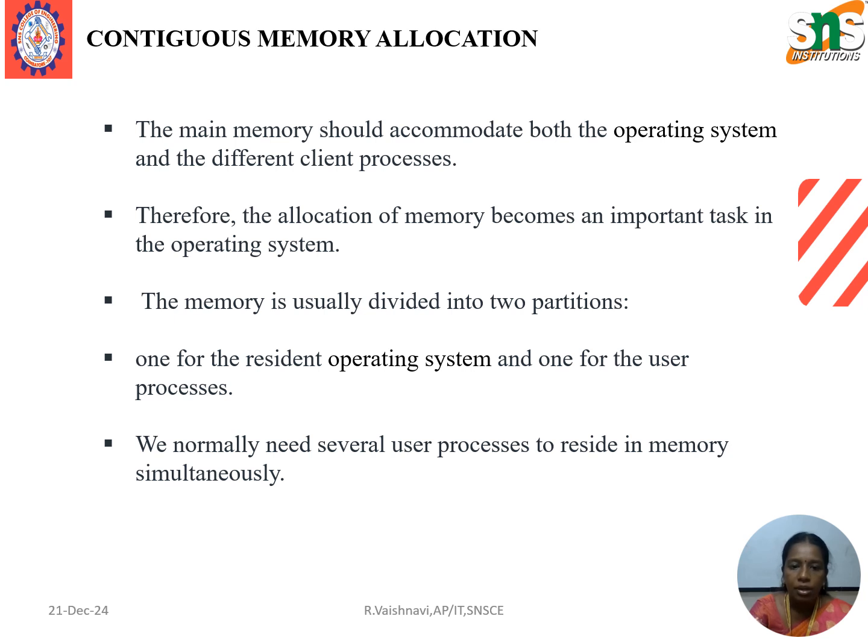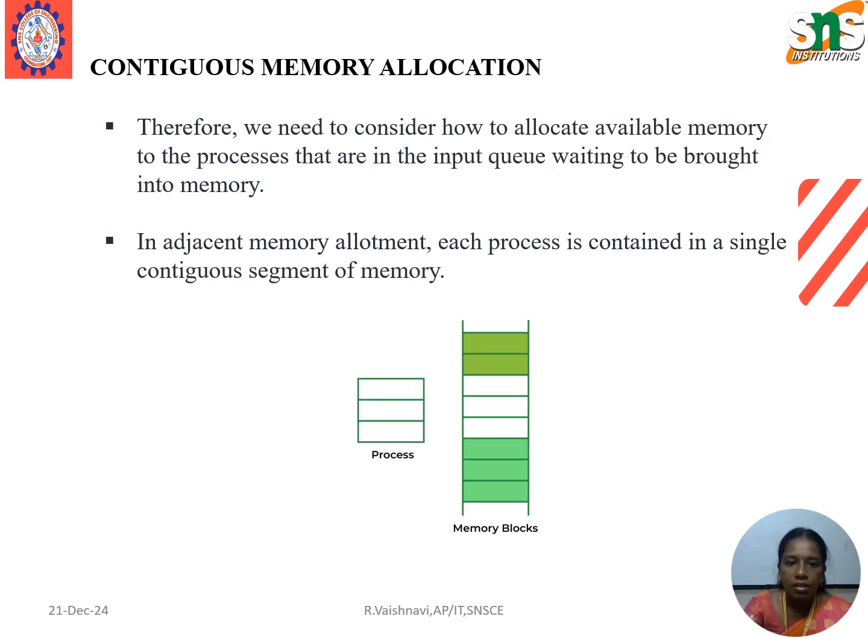Third point, the memory is usually divided into two partitions, one for the resident operating system and one for the user processes. We normally need several user processes to reside in memory simultaneously. Therefore, we need to consider how to allocate the available memory to the processes that are in the input queue waiting to be brought into memory.